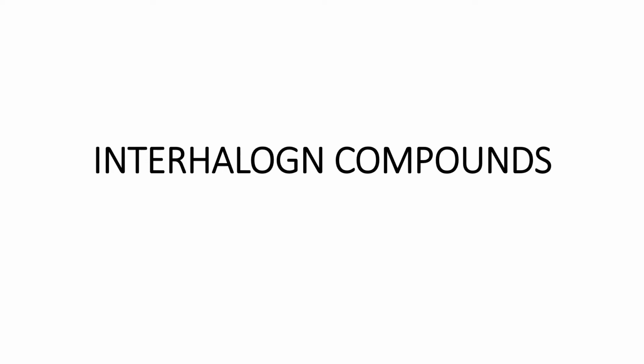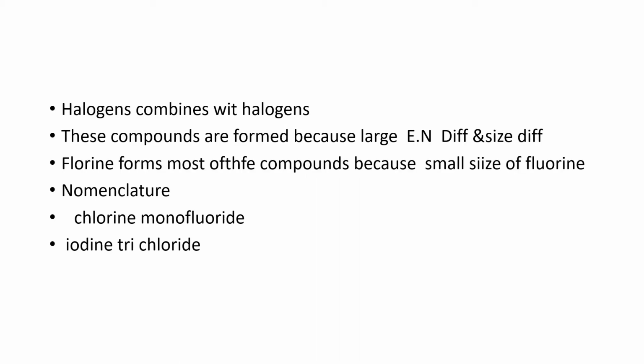So interhalogens: where halogens react with each other and give compounds, they are known as interhalogens. Halogens combine with halogens, they are known as interhalogens. The reason why they react with each other: if you look at the electronegativity difference among the halogens, there is a large electronegativity difference.